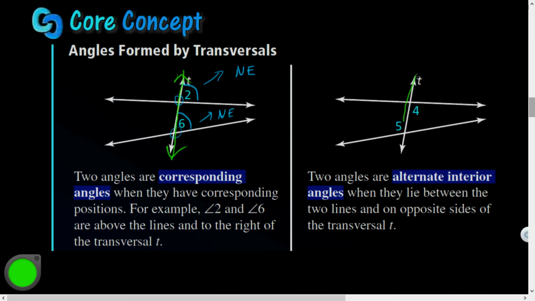And here, for this transversal, angles 5 and 4 are called alternate interior angles. Alternate because they're on different sides of the transversal. One's on this side, one's on that side. And they're interior angles because they're both on the inside of these two other lines. I was going to say parallel lines, but I don't know that yet. So 4 and 5 are alternate interior angles. I also could describe 3 and 6 as alternate interior angles to one another.